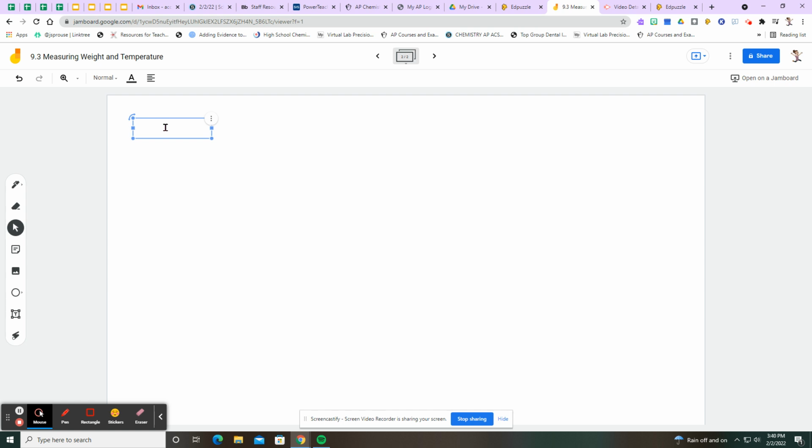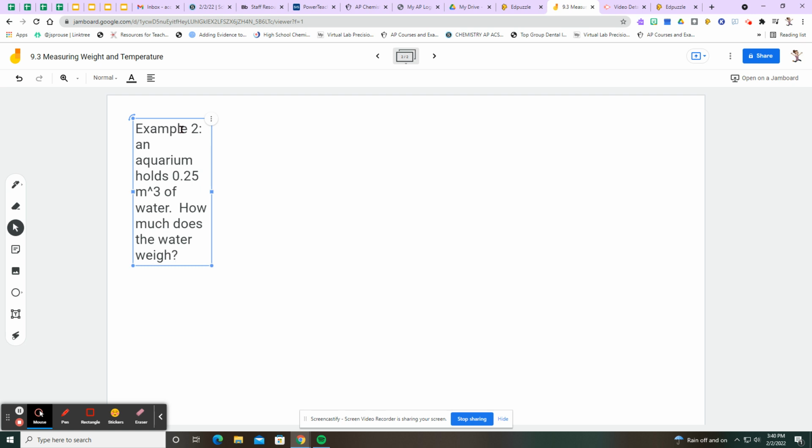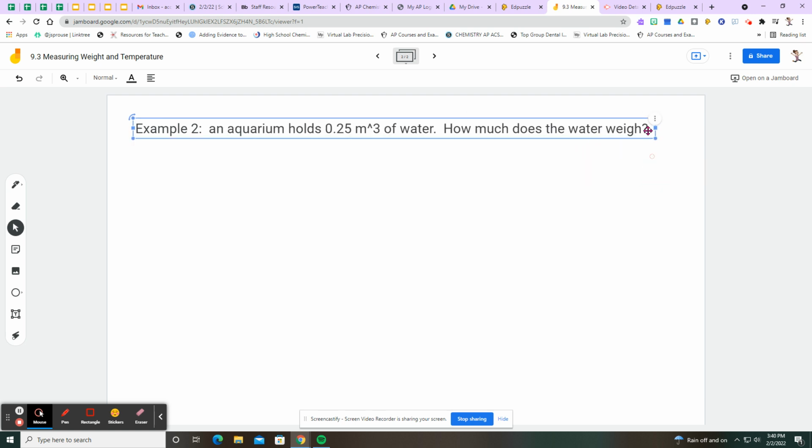So in example 2, we know that we have an aquarium that holds 0.25 cubic meters of water. How much does water weigh? So that's what we're trying to convert. We're trying to convert 0.25 cubic meters, and we have to convert that to grams.